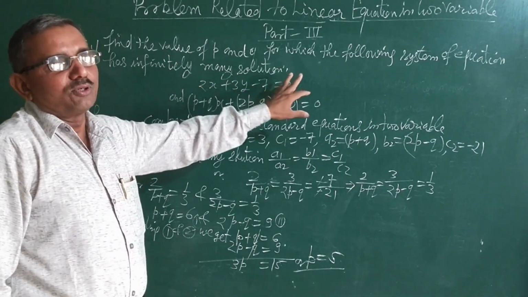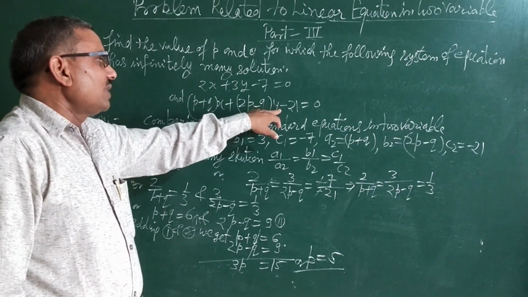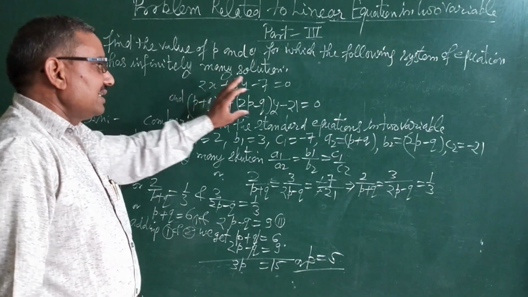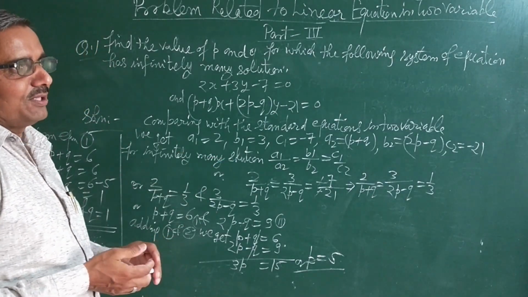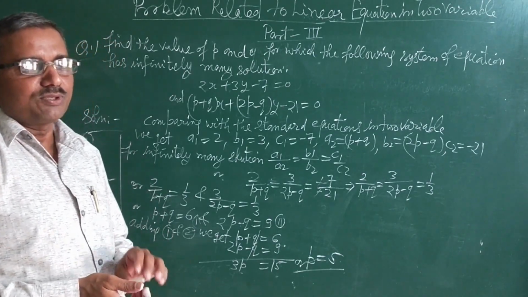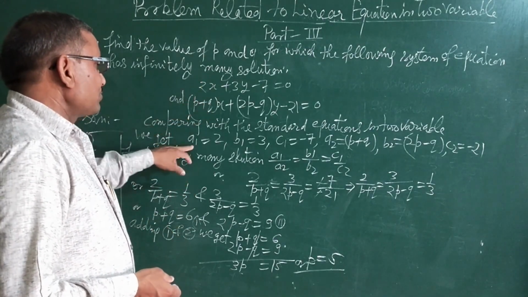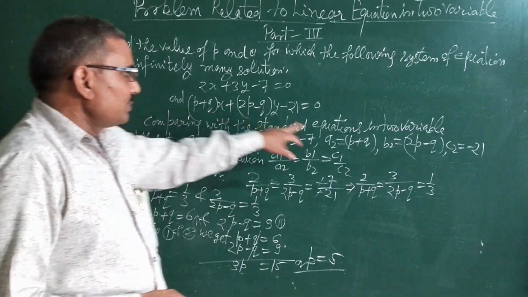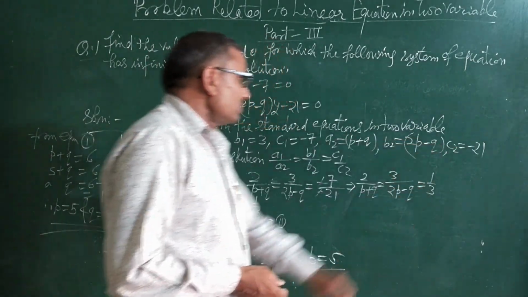2x plus 3y minus 7 is equal to 0, and (P plus Q) into x plus (2P minus Q) into y minus 21 is equal to 0. Now, first of all, we have to compare with the standard form of linear equations in two variables, that is a1x plus b1y plus c1 is equal to 0, a2x plus b2y plus c2 is equal to 0. From there, if we compare, we will get a1 is equal to 2, b1 is equal to 3, c1 is equal to minus 7, a2 is equal to p plus q, b2 is equal to 2p minus q, and c2 is equal to minus 21.